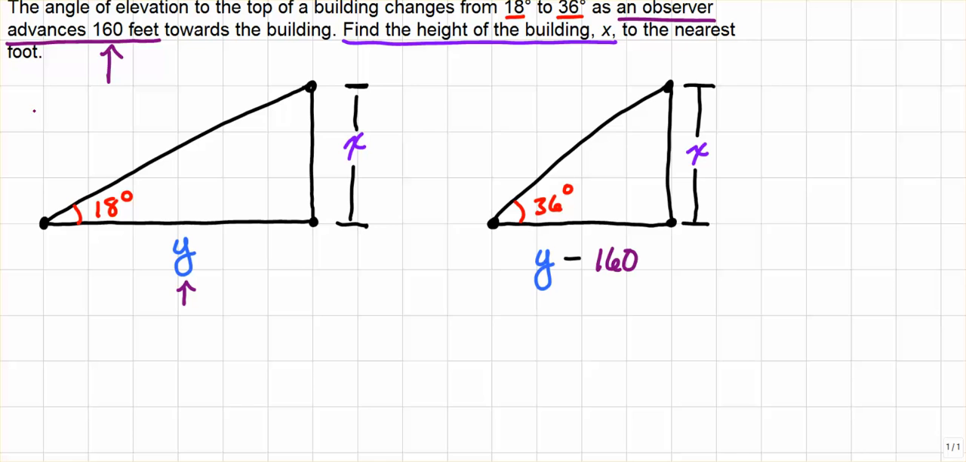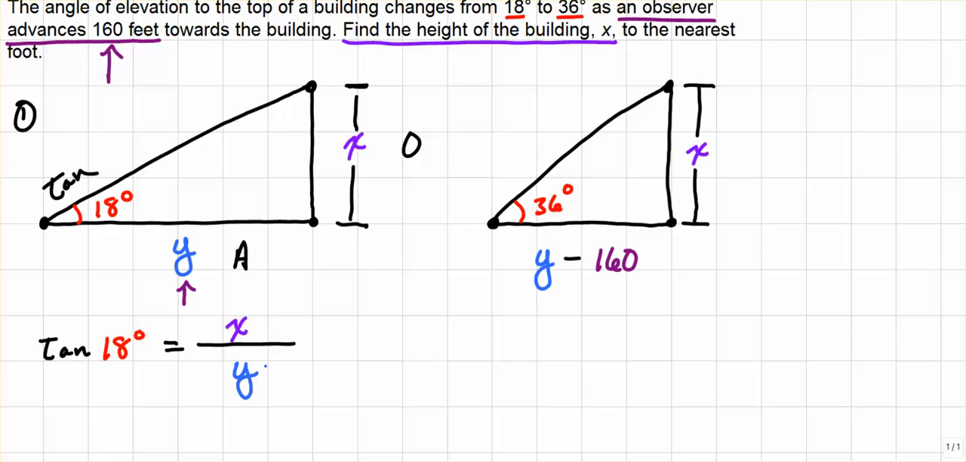So this first triangle right here, we'll understand that we're going to use opposite over adjacent. So we'll have to use the tangent function. We'll have the tangent of 18 degrees, and that will be equal to the opposite side, which in this case is x, over the adjacent side, which in this case is y. Just leave that alone for the moment, and let's go to the next triangle.